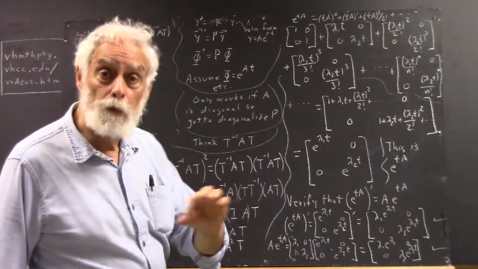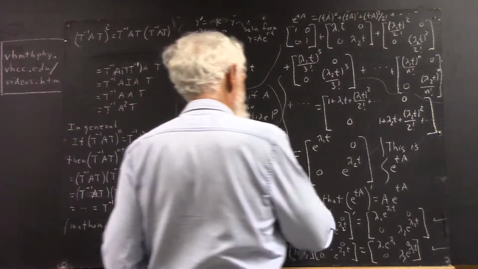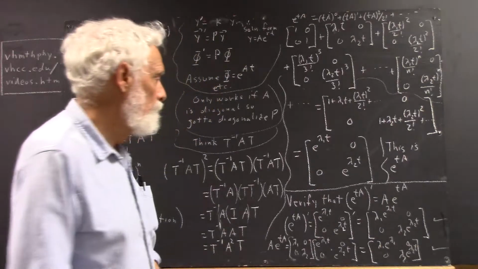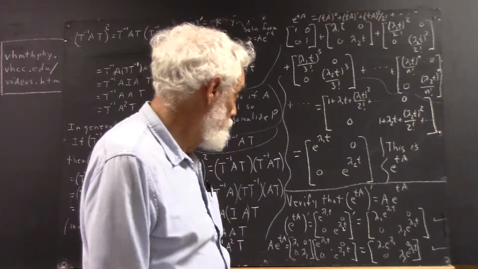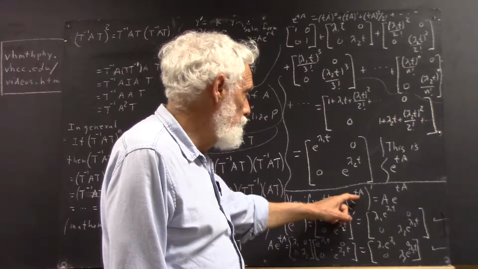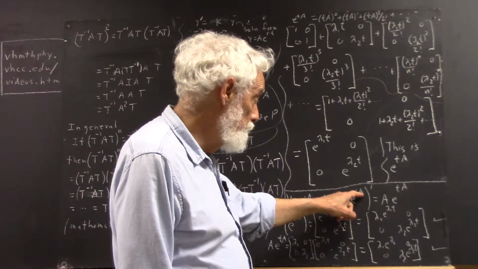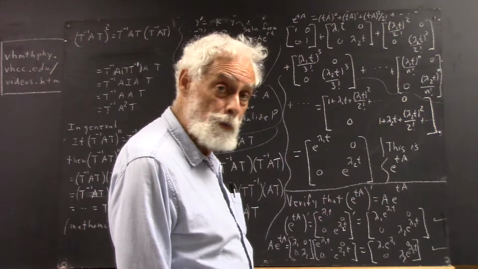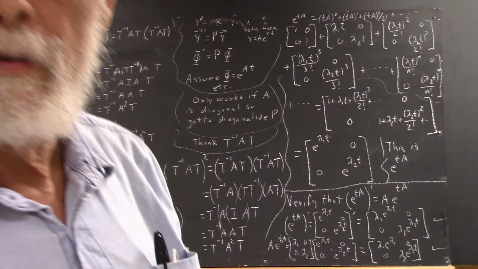Now to show that it really does make sense, let's verify that it at least obeys a product rule, a chain rule, okay? We want to verify that e to the tA prime, the derivative with respect to t of e to the tA, is equal to A times e to the tA, because that's exactly what you would expect if the chain rule applies.